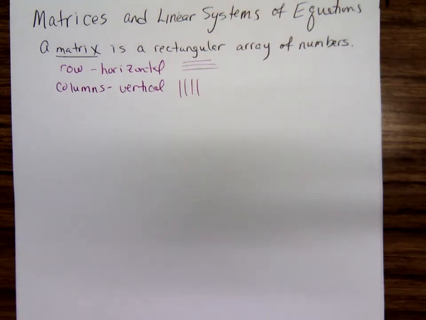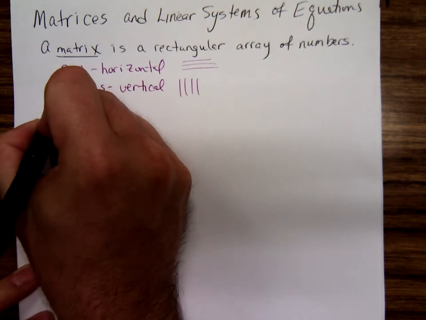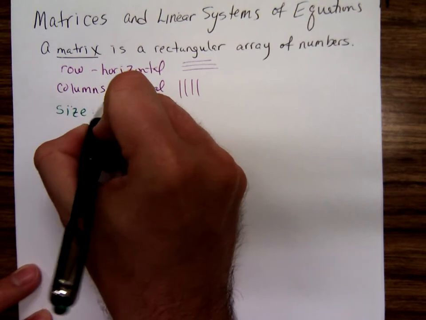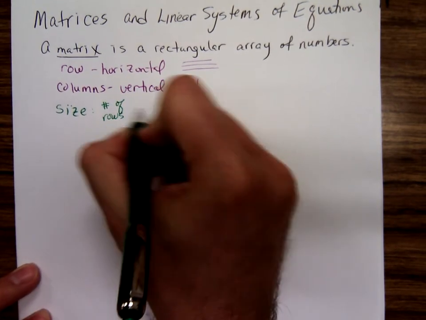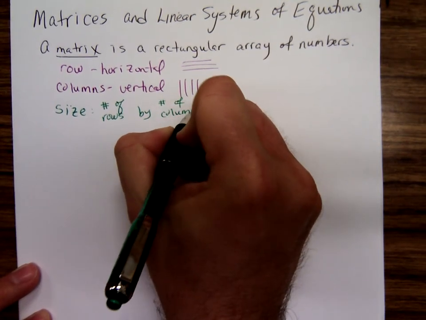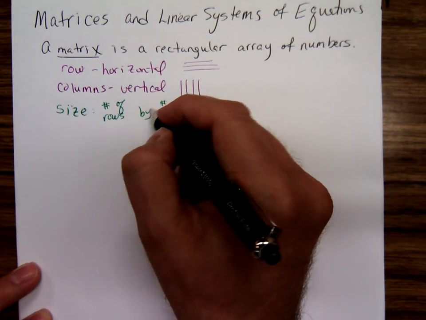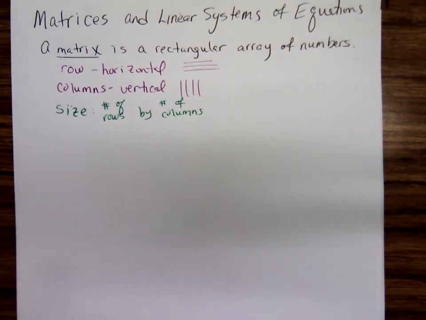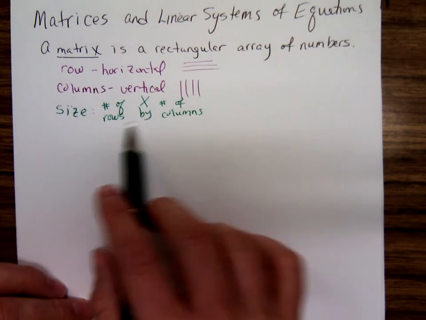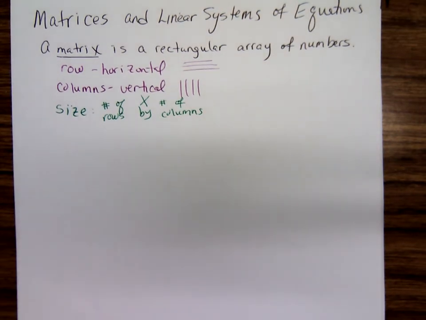When we talk about the size of a matrix, size, it's the number of rows by the number of columns. And just like when you talk about the dimensions of a room, we're going to use an X for "by" if you're talking about a 10 by 12 room or a 12 by 12 bedroom, 12 feet by 12 feet. So we'll use an X for "by," but that doesn't mean times. We're not multiplying the number of rows and the number of columns.